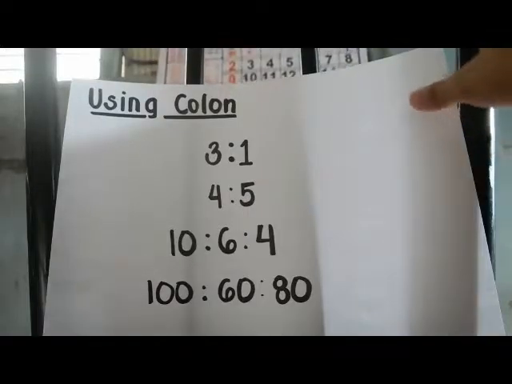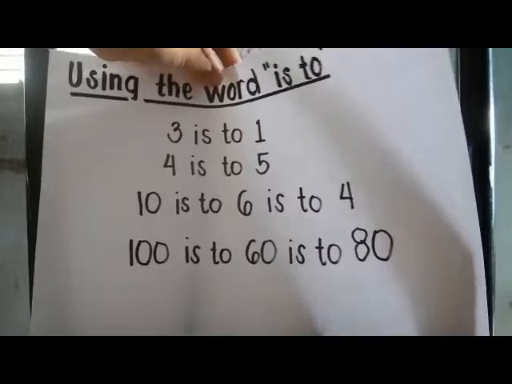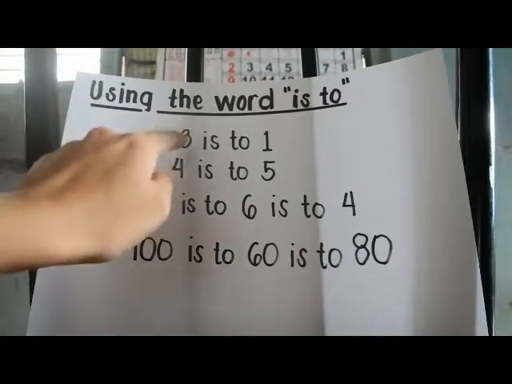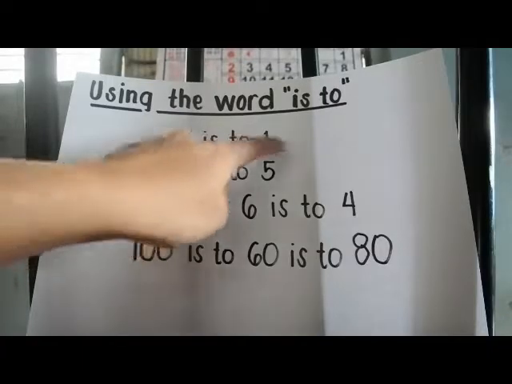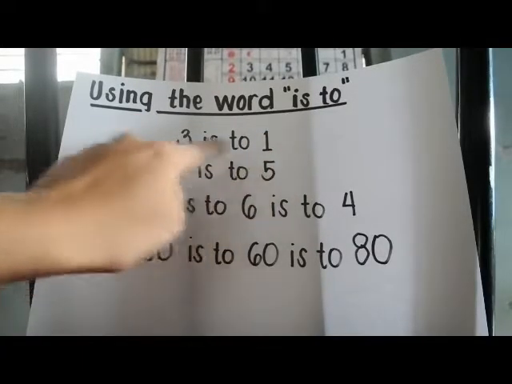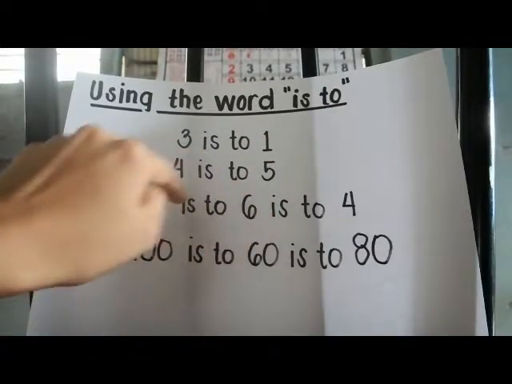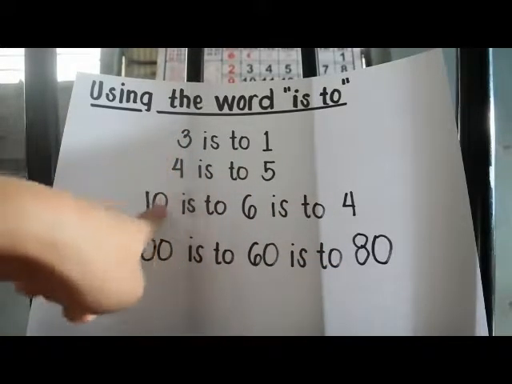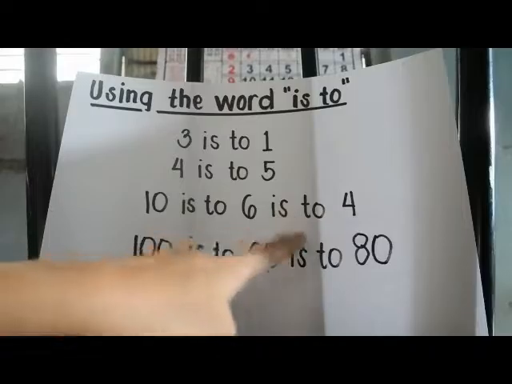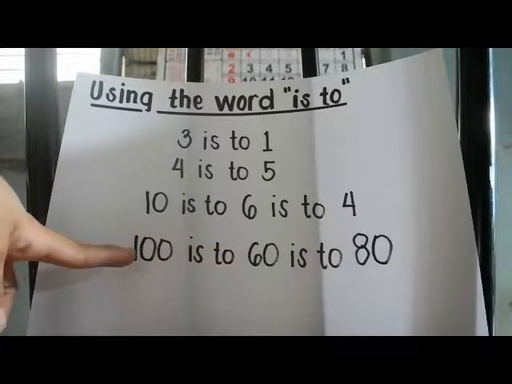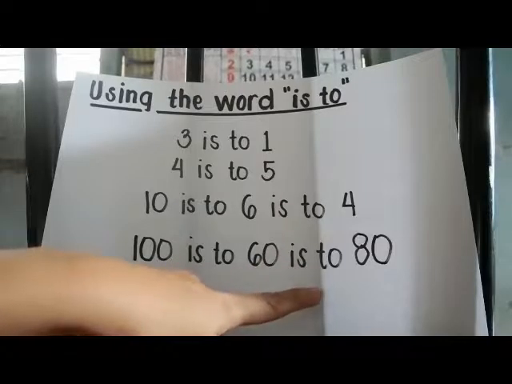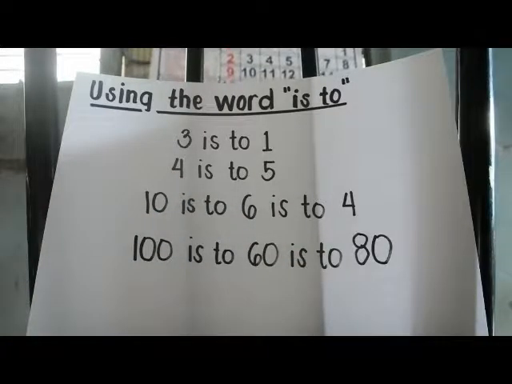Another way to write a ratio is by writing the word "to." We have 3 and 1, or 3 is to 1, and 4 and 5 is 4 is to 5. We have the 3 numbers 10, 6, 4. We can write it as 10 is to 6, 6 is to 4. Then 100 is to 60, 60 is to 80.